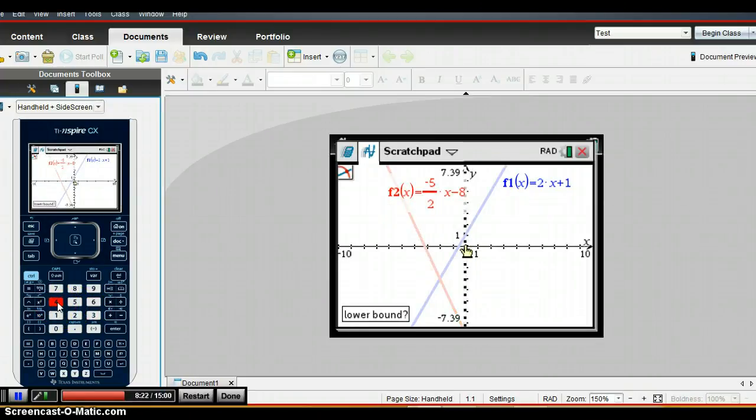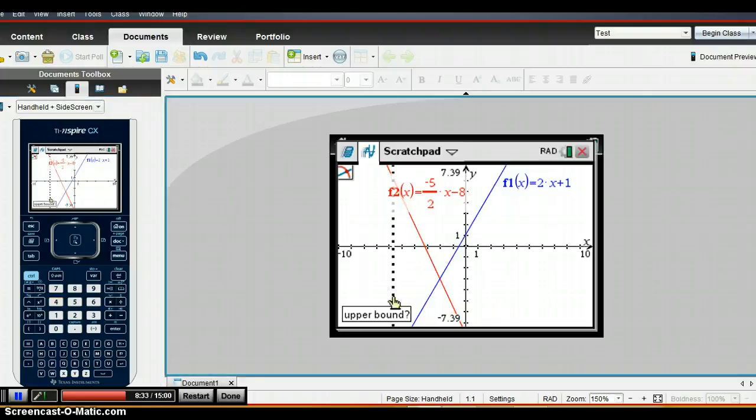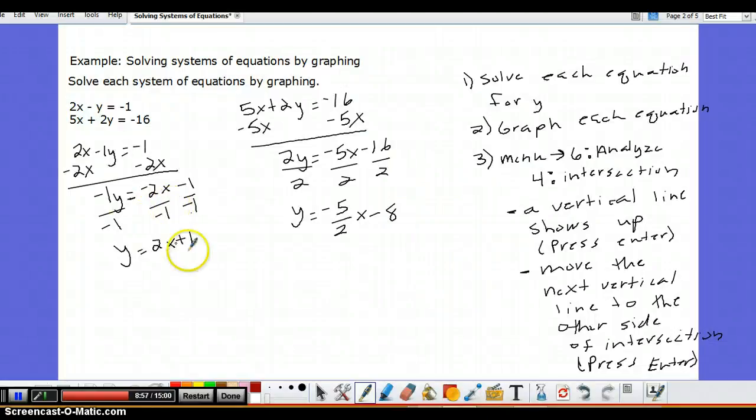You see the vertical line that's here? We want that vertical line on the left side. Lower bound means left side. Once you have it over there, you either press enter, or you can just click if you're using the hand. Now it says upper bound. So I want to take this and slide it to the other side. Click or press enter again, and it gives me that solution. In this case, those two intersect at -2, -3. So the solution to this one was -2, -3.